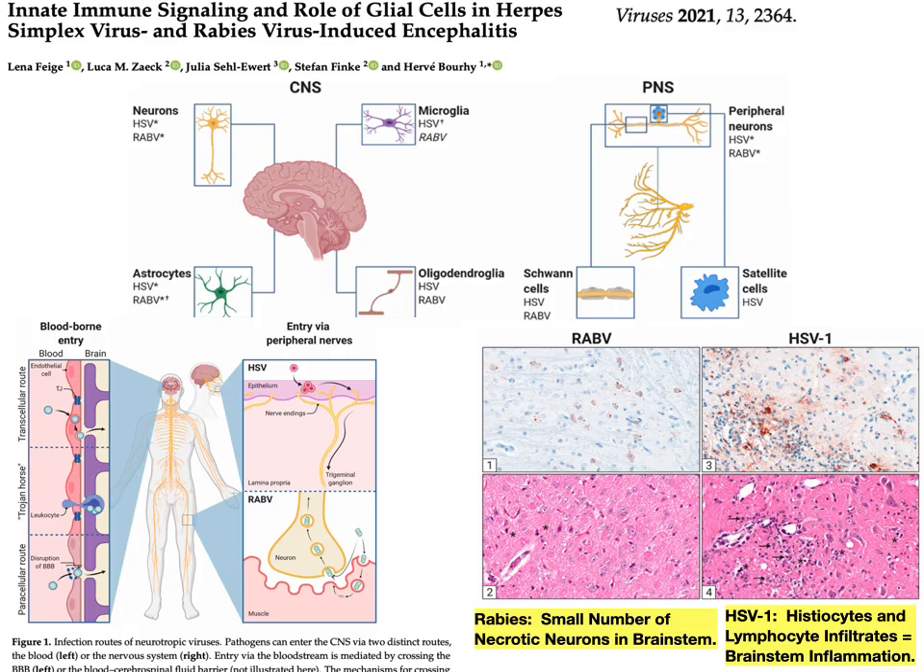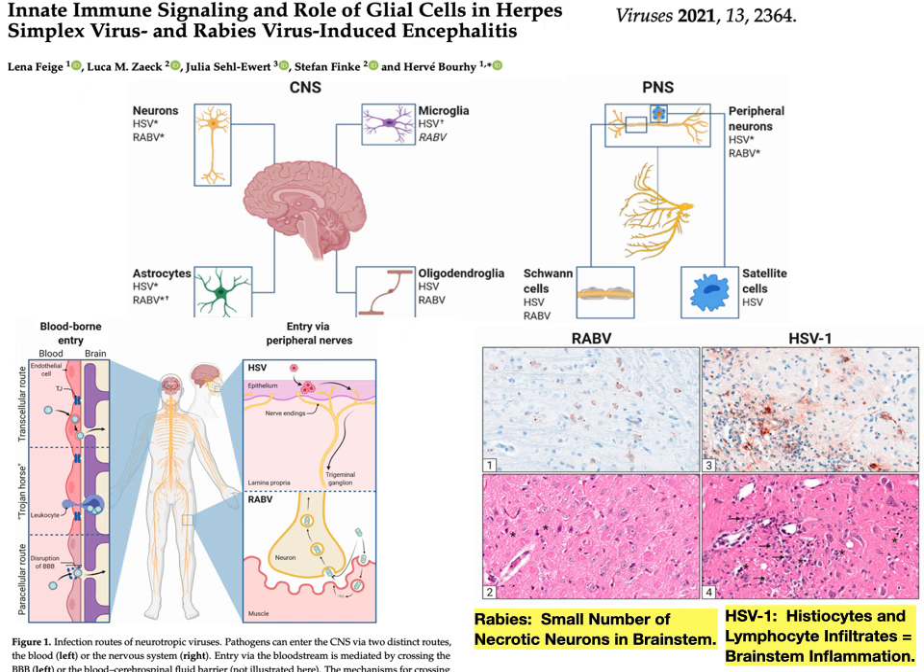In rabies, there's a small number of necrotic neurons within the brainstem, but no major infiltration of phagocytic cells. In contrast, the brainstem of a rodent with HSV1 infection, this is herpes simplex virus 1 infection, shows major inflammation.